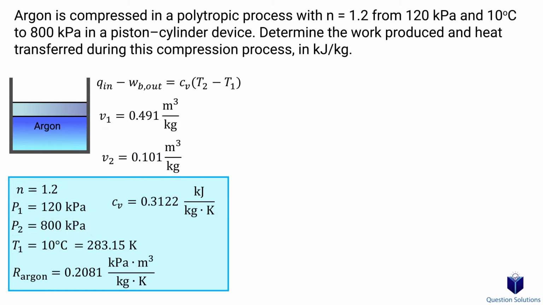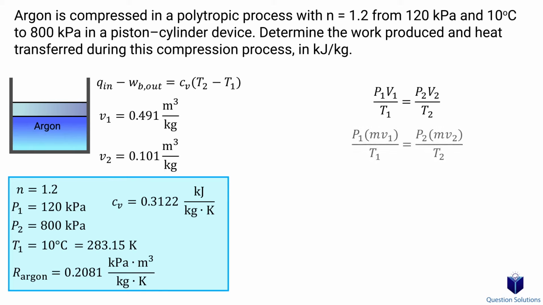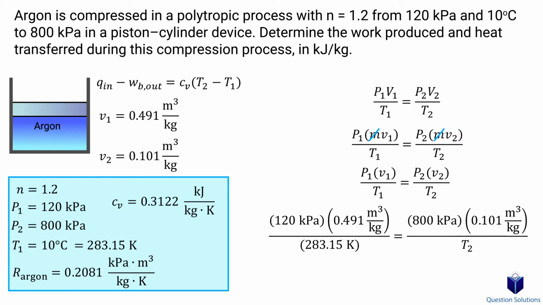Next, we need to figure out the final temperature. We can use the ideal gas equation that compares two states. Volume is mass times specific volume, so let's replace it. Going back to what I said, mass is constant, so we can cancel it out. Let's plug in our values. Solving gives us the final temperature.